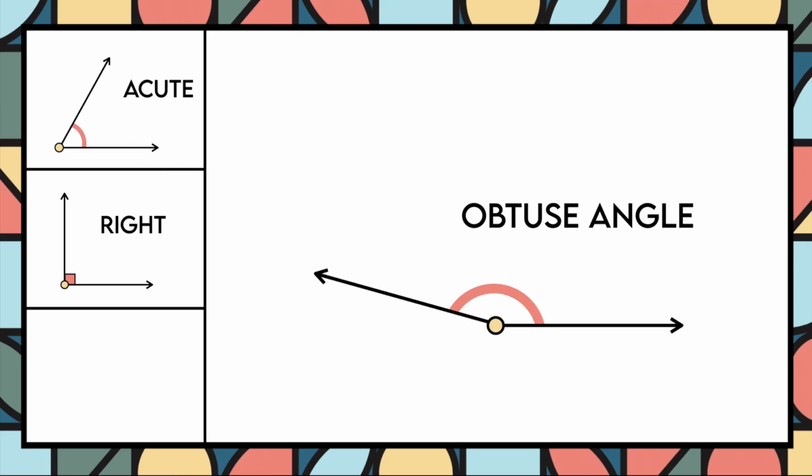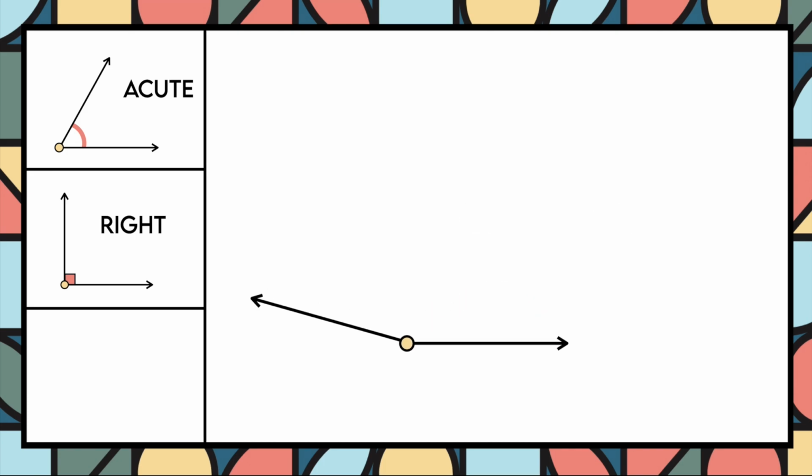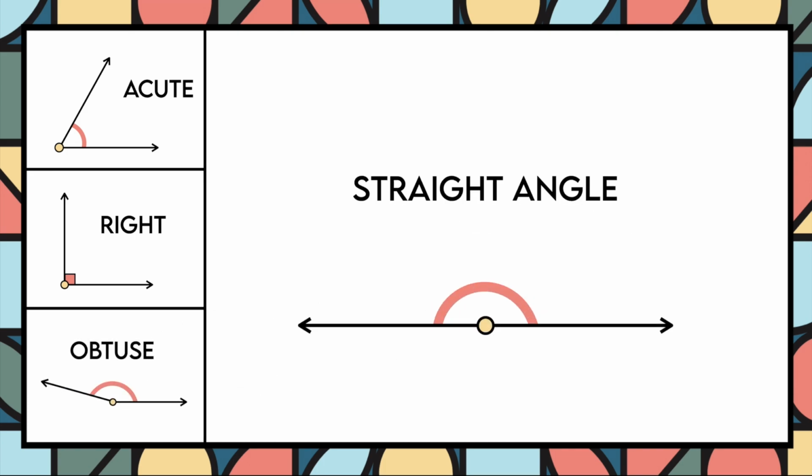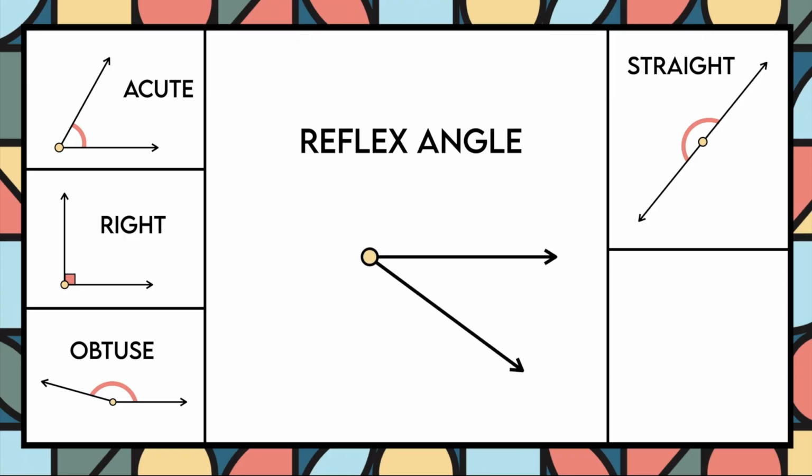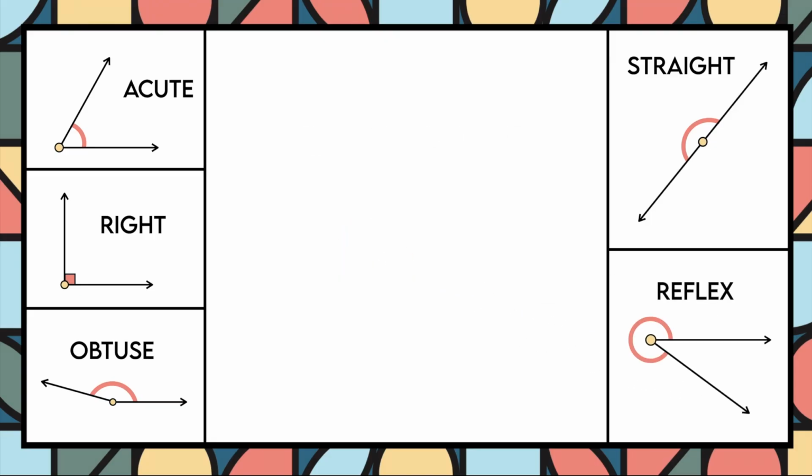This is an obtuse angle. It is larger than a right angle, but smaller than our next angle, which is a straight angle. It looks like a straight line. Finally, this is a reflex angle. It's larger than a straight angle, but smaller than a full circle. That's a big angle. Now, let's test our skills by identifying some angles.